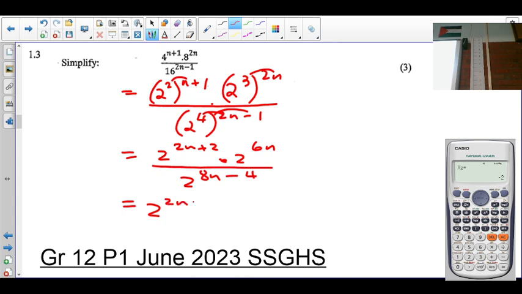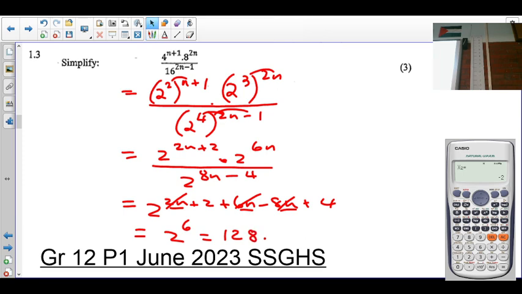is 2 to the 2n plus 2 plus 6n minus 8n plus 4. 2n plus 6n is 8n, minus 8n is 0. And 2 plus 4 is 6, and 2 to the 6 is 128. Is that correct? 64. Okay, my mistake. 2 to the 6 will be 64. Okay.